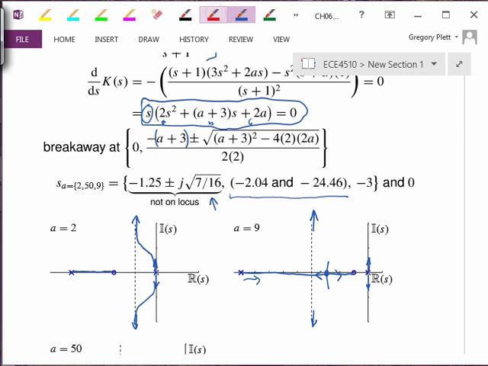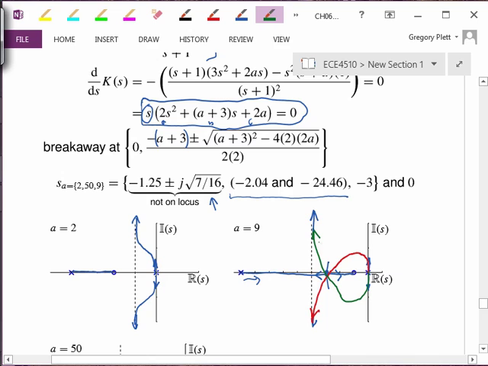So let me draw with color. It might be helpful to think about it that way. I've got a pole that's doing something like that. I've got a pole that's doing something like that. And then I finally have the third pole that's coming through and doing that. That's one way of thinking about it, but that's what the root locus actually looks like in this case. It's a very unusual kind of root locus. We would not have known about it if we hadn't solved and known that at minus 3 I've got something special going on.